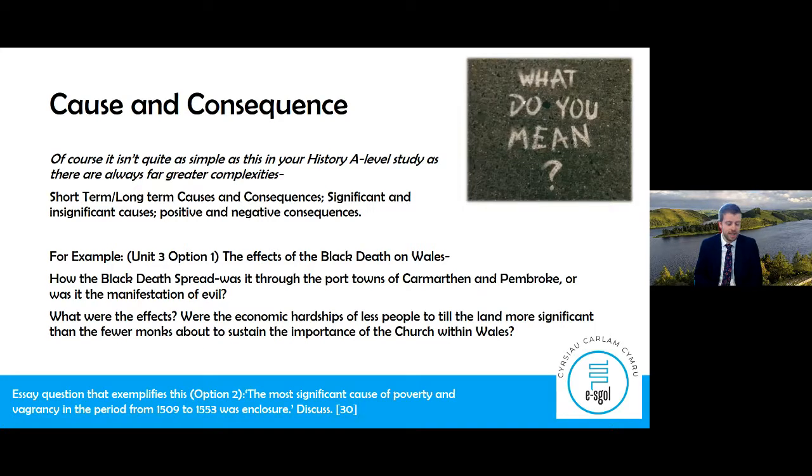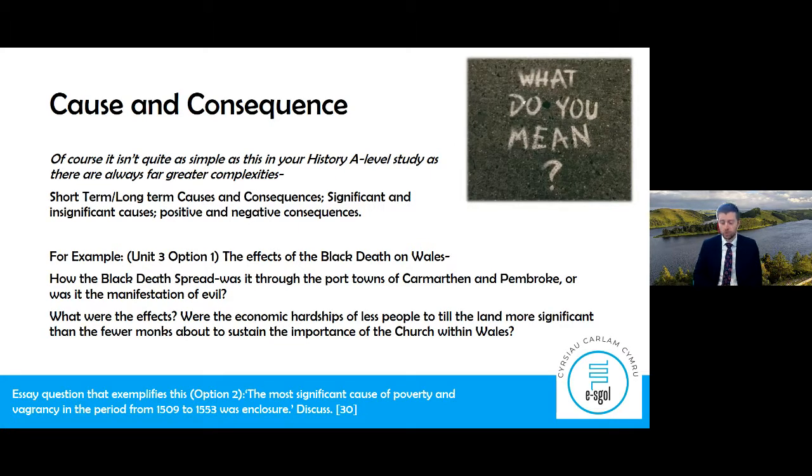So an example then from option 1: a specific thing mentioned in the specification content for option 1 is that you'd need to know the effects of the Black Death in Wales. You might be sat there thinking, or you might have thought when you learned it in lessons, that you need to know every single detail about the Black Death in Wales. That's not quite right. It's a cause and consequence feature, and that is what you need to focus on. So in terms of the cause, how did the Black Death spread within Wales?